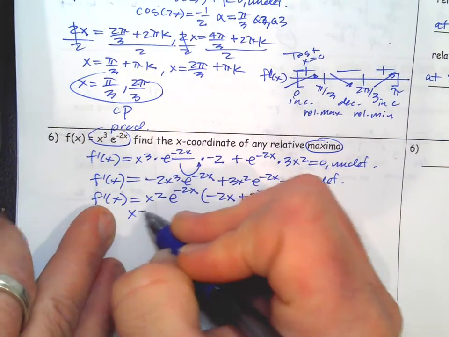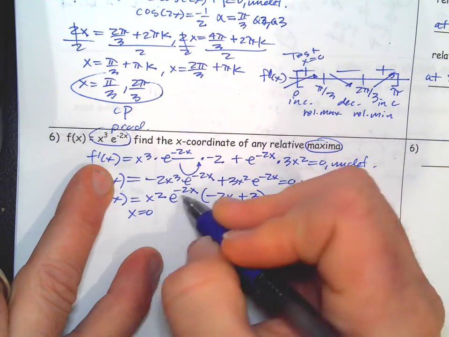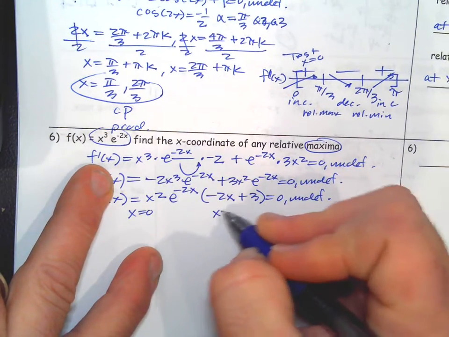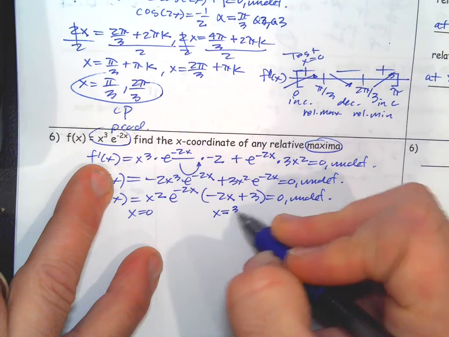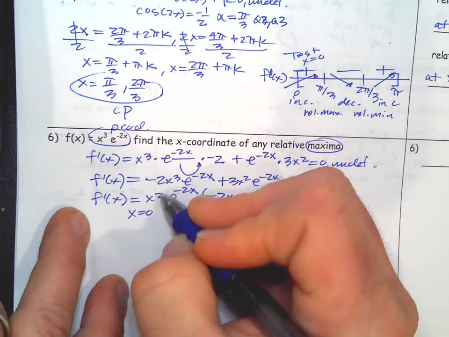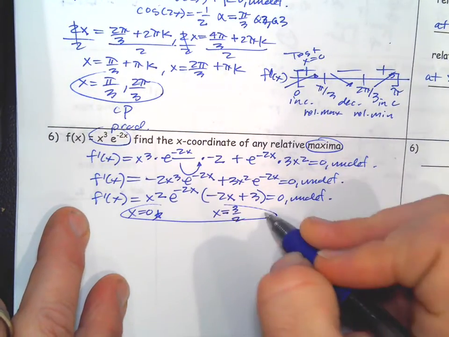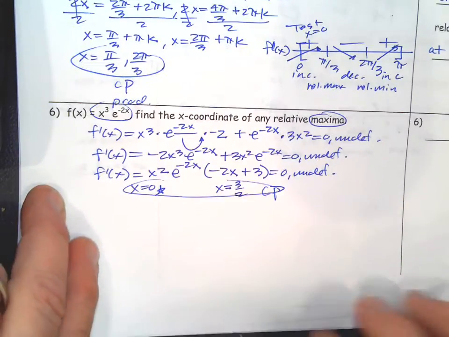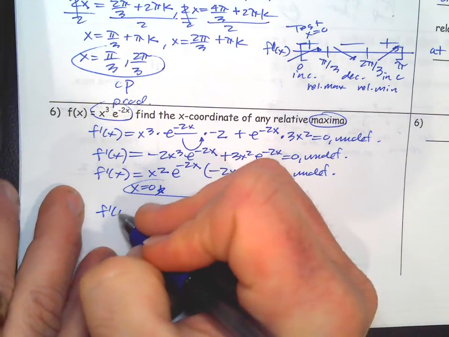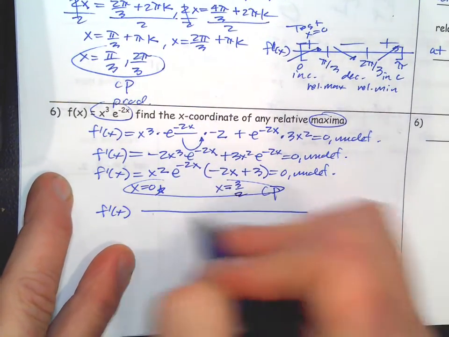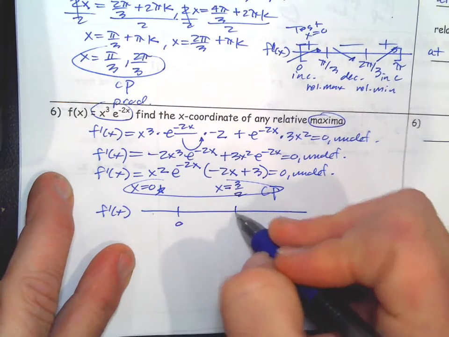So x equals 0. That's never going to equal 0. X right here equals 3 halves. This bounces off the graph. So these are your critical points. We're going to make a line check, f prime of x. And we're going to have 0. We're going to have 3 halves.